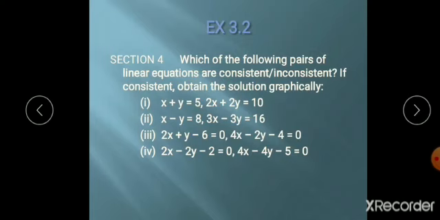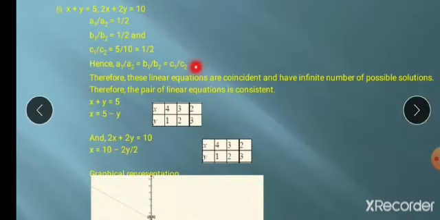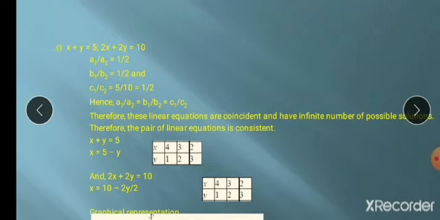What are the conditions for consistent? a1 by a2 is not equal to b1 by b2 means it is intersecting. If a1 by a2 is equal to b1 by b2 is equal to c1 by c2, it is also consistent, it is a coincident line. Only one condition is inconsistent, that is parallel lines: a1 by a2 is equal to b1 by b2 but not equal to c1 by c2. So take the first example. Consider a1 by a2 as 1 by 2, b1 by b2 as 1 by 2, c1 by c2 as well. They are all equal. Then what type of lines?